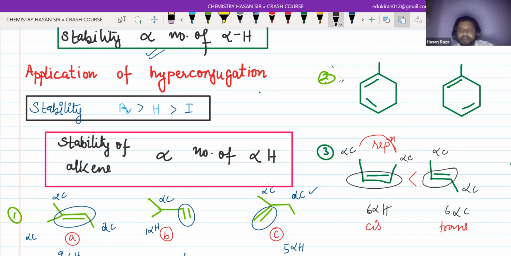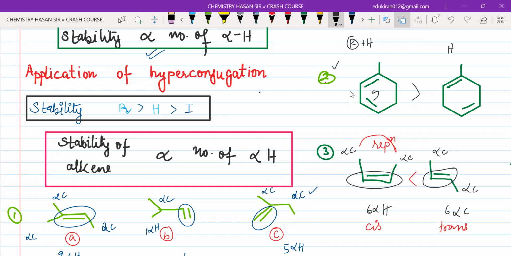What about this one? Can anyone tell me? See, this is in conjugation. That means resonance is there as well as hyperconjugation. In the other, only hyperconjugation is there. So we give preference to resonance. That's why this is more stable. So it's very easy, I think. Right? Yes or no? Yes, sir. Okay. Can I change the slide? Yes, sir.